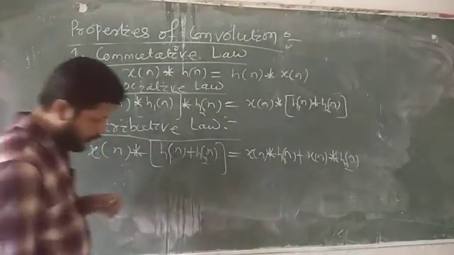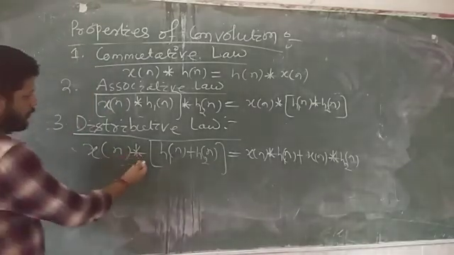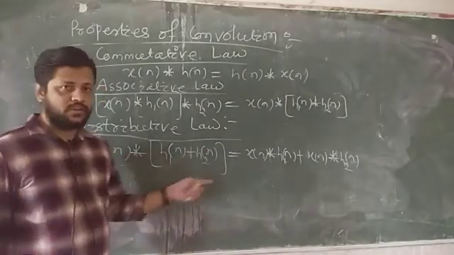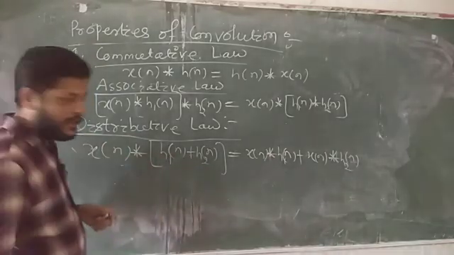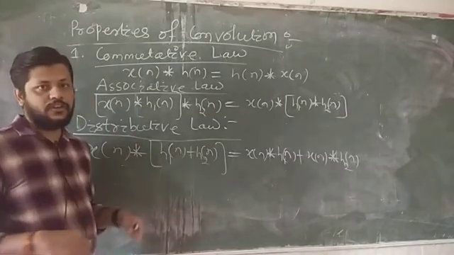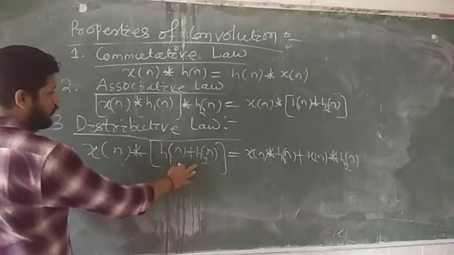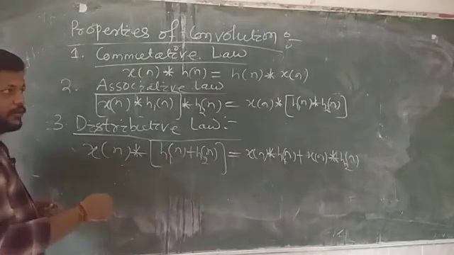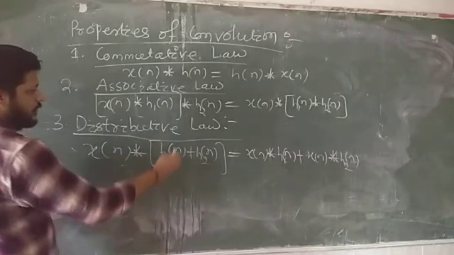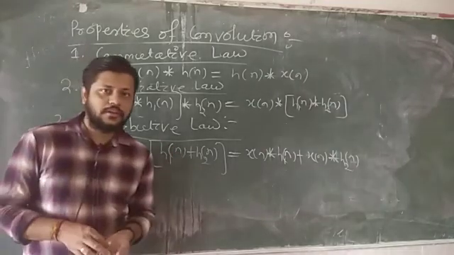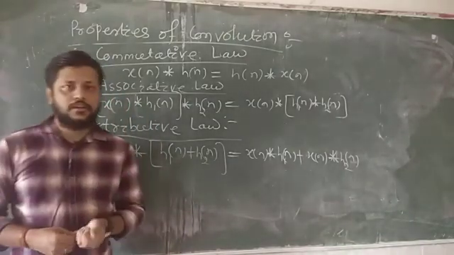The convolution property also obeys the distributive law. This law states that xn convolution with h1n plus h2n must be equal to xn convolution with h1n plus xn convolution with h2n. Just like multiplication, suppose 2 into 3 plus 2, we can directly add 3 plus 2 then multiply, or we can convolve xn with h1n plus xn with h2n. So convolution obeys all three laws: commutative, associative and distributive.